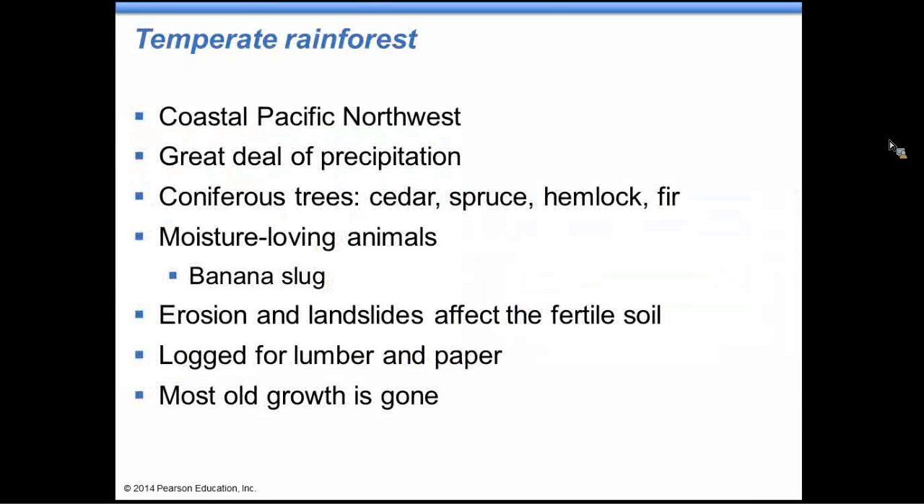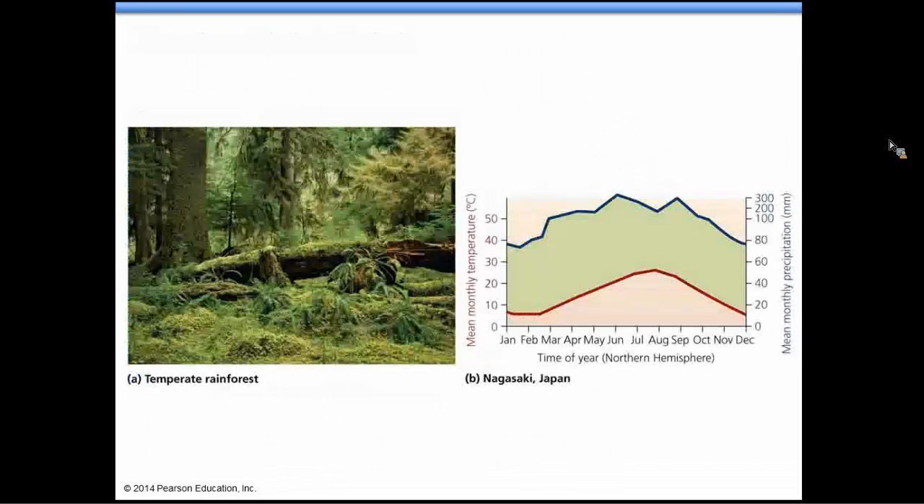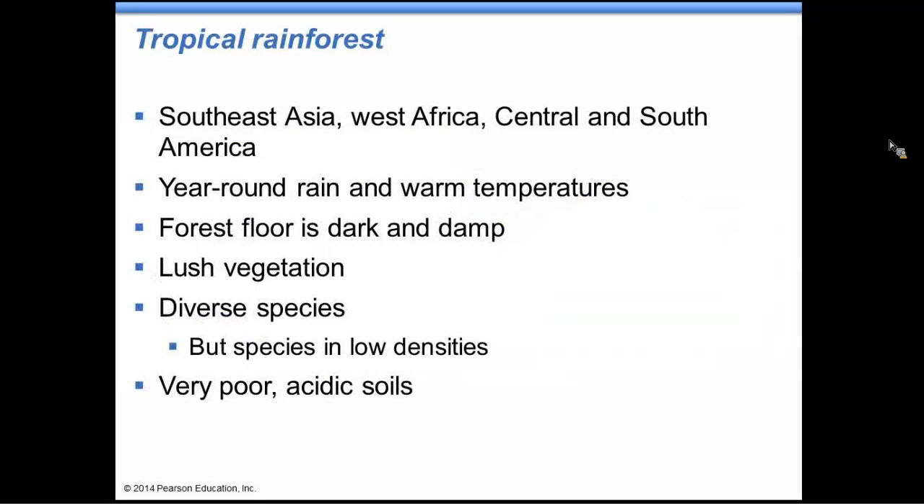The coastal Pacific Northwest region, with its heavy rainfall, features temperate rainforests. The soils of temperate rainforests are usually quite fertile, but they're susceptible to landslides and erosion when forests are cleared to extract lumber and commercially valuable forest products. So this time we see an even larger amount of precipitation all year round. This is in Nagasaki, Japan, actually, and here's a photo of a temperate rainforest.